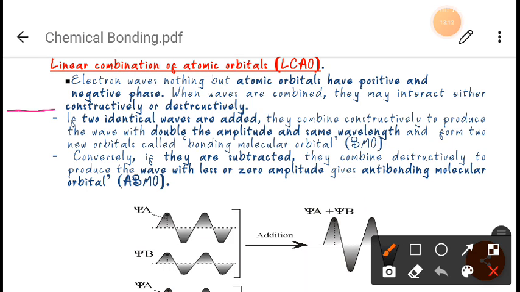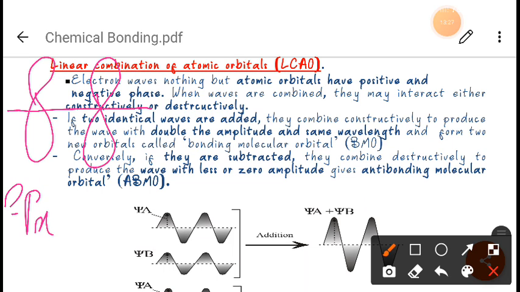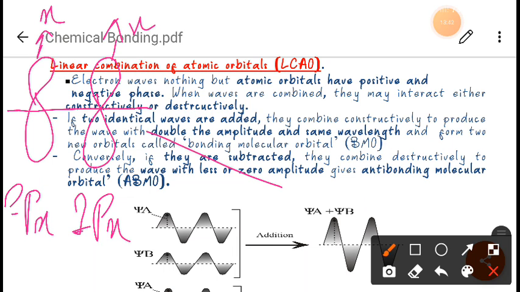Suppose this is a z-axis. Along the z-axis there is, suppose this is 2px, and suppose this is 2p, here also 2px. So this is along x, here along x. What will happen? They will also form two types.